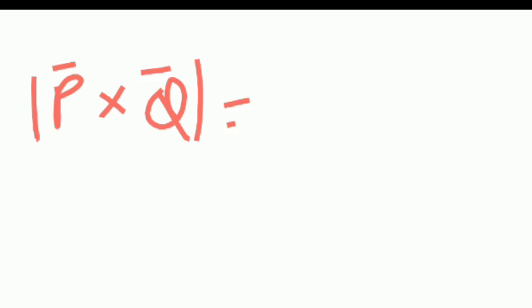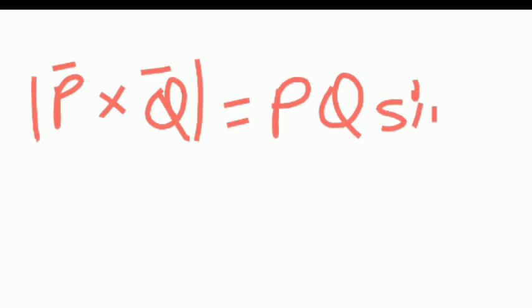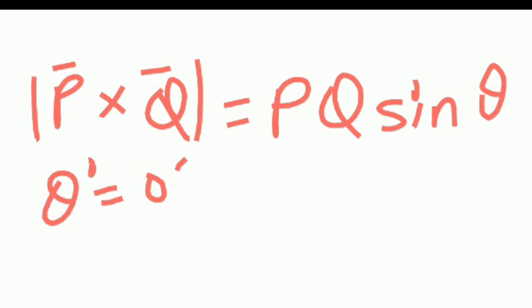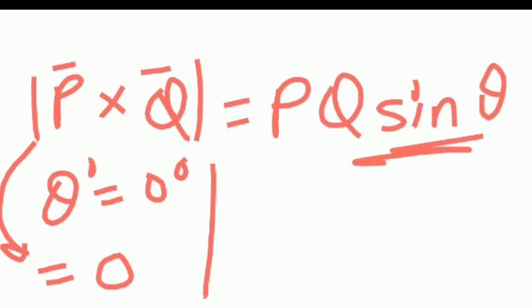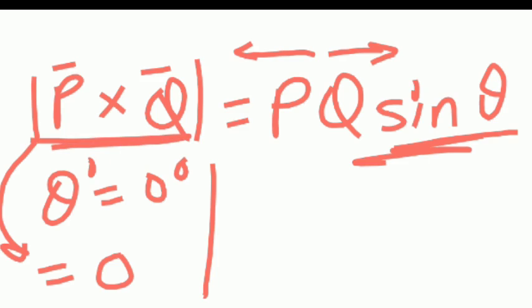Now we will see the magnitude of P bar cross Q bar. As we have defined it, it is PQ sine theta, and the magnitude of n cap is 1 because it is a unit vector. So this is equal to PQ sine theta. Now at theta equal to 0, that is, when both vectors are parallel to each other, this product will be equal to 0 because sine theta is 0. Similarly, this is the case for 180 degrees also. When the vectors are anti-parallel, that is, in opposite directions, we get sine 180, which is 0. So again this product becomes 0.